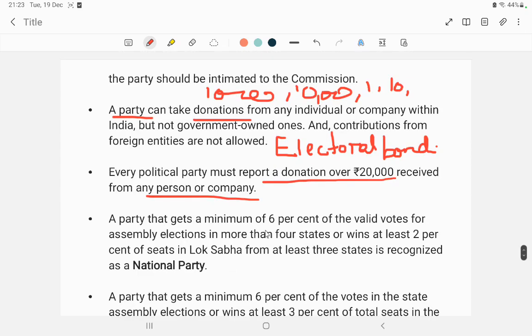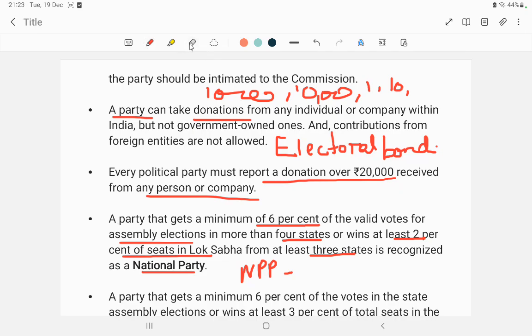And a national party is one that gets 6% of the vote in assembly elections in not more than 4 states, or wins at least 2% of Lok Sabha seats from at least 3 states, to be recognized as a political party. In India there are 6 national parties. For example, let us take the National People's Party, NPP. NPP is famous in Meghalaya and also in Nagaland. So what happens when a national party is declared?